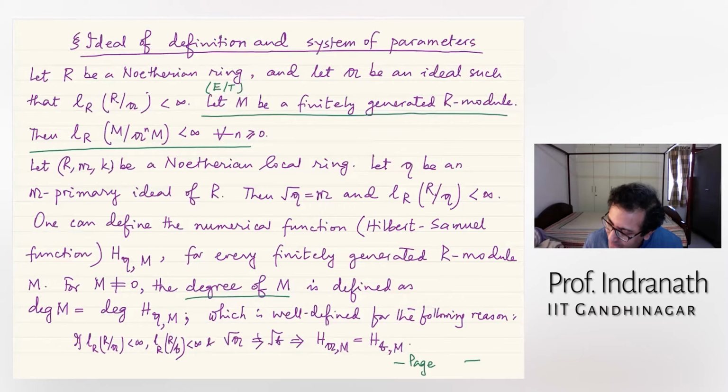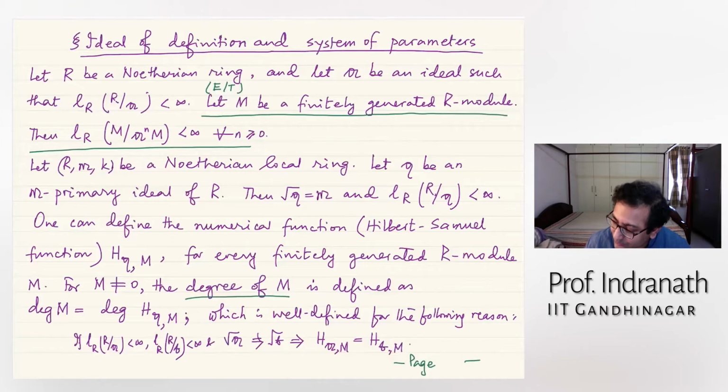Now, if M is non-zero, then degree, Professor Patil has done it in detail, in very, very great detail, in fact, that we define the degree to be the degree of this numerical function, which is well defined because if you have these two ideals A and B such that lengths are finite, and if their radicals agree, then you can prove that these two functions agree. So which ideal you are actually working with doesn't really matter. It's a well-defined notion. This is how you define the degree.